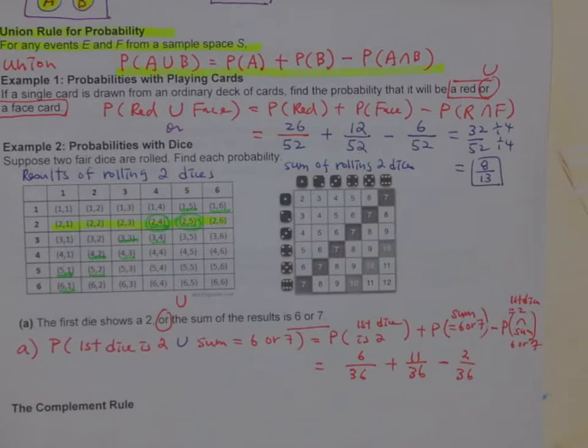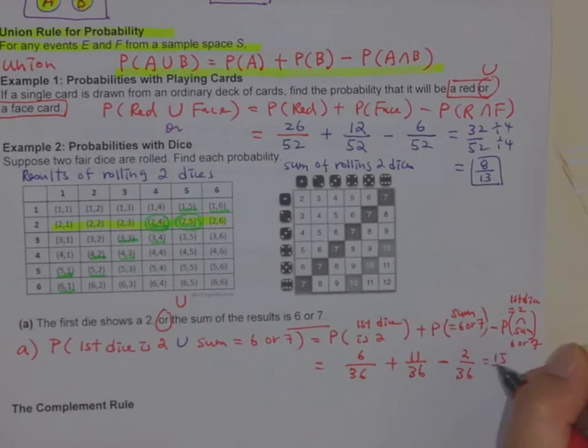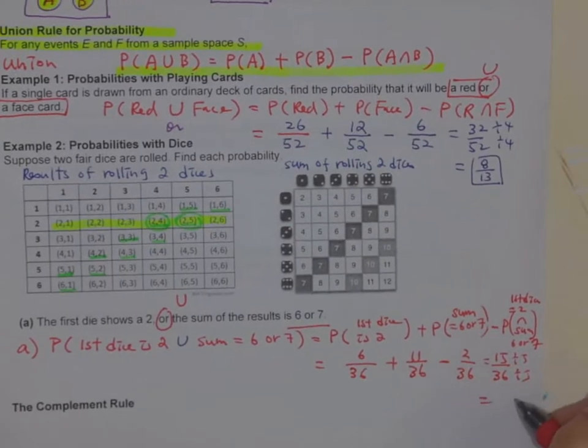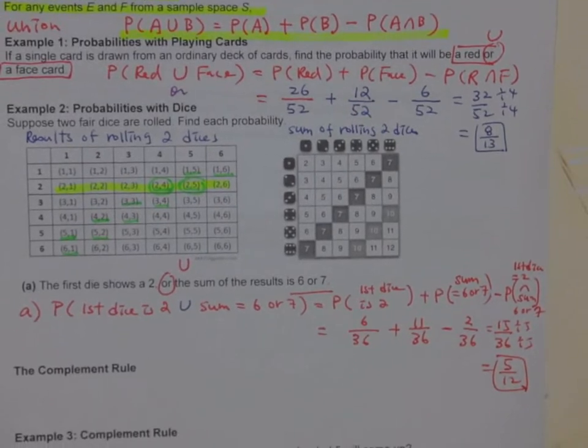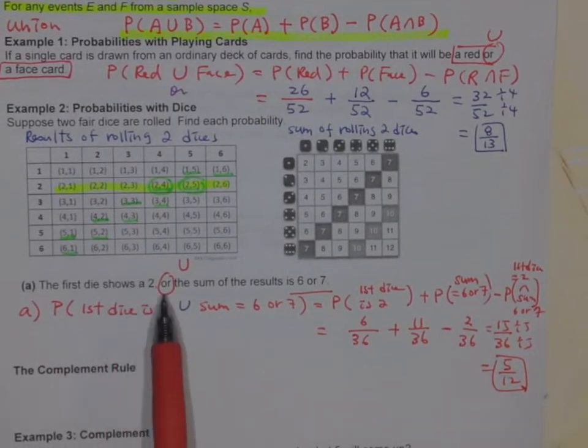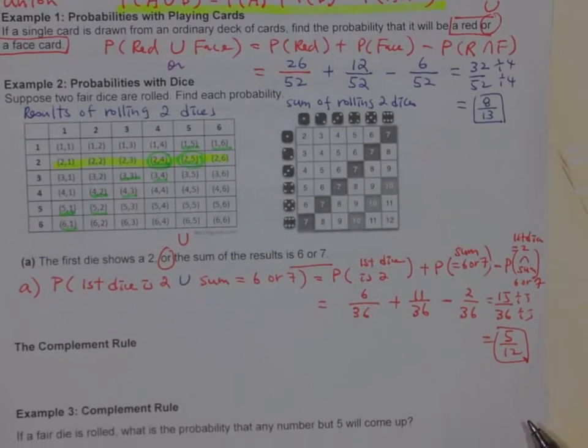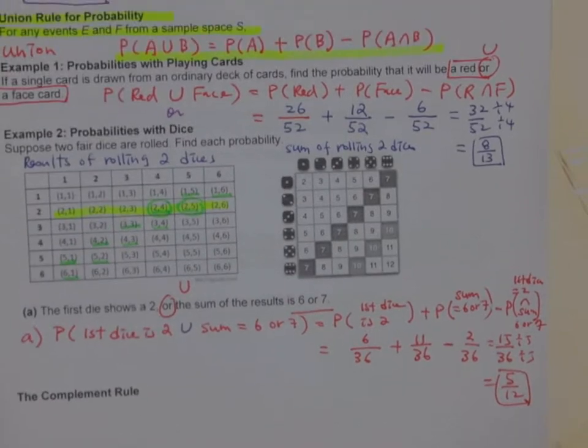So 15 out of 36 is my answer, and then both of them can be divided by 3. So final answer would be 5 out of 12. So probability of either the first dice is 2 or the sum is 6 or 7 is 5 out of 12. And you can use that to convert it to decimal number or percentage if you want to, okay? Alright, the next one is about the complement rule.